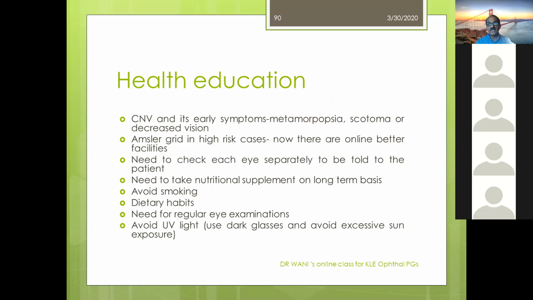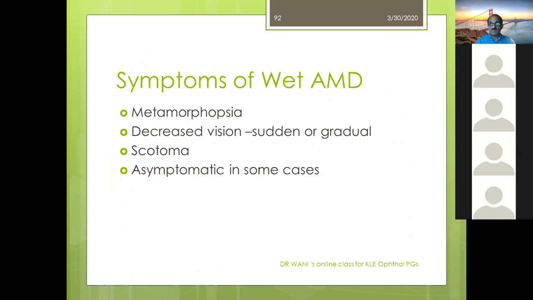This is what usually is the presentation. Symptoms: metamorphopsia is a very important symptom. They will come with crooked vision or decreased vision. If there is blood, the vision will definitely reduce. And if there is a slow leakage from the CNV under the retina, there can be a gradual decrease of vision. So patients may come with scotoma also. I told you yesterday how the scotoma looks because of bleeding under the retina, or sometimes it can be asymptomatic.